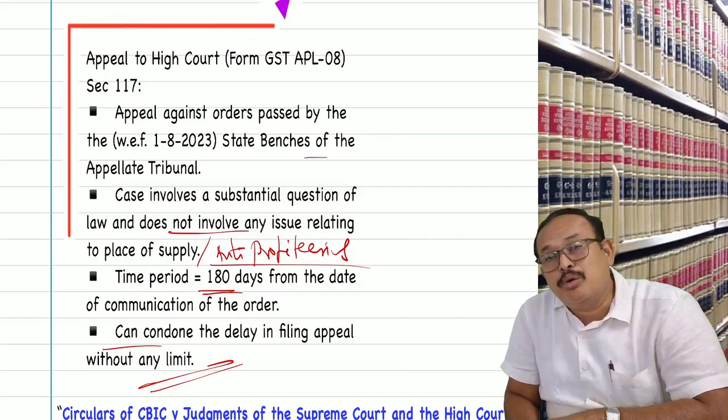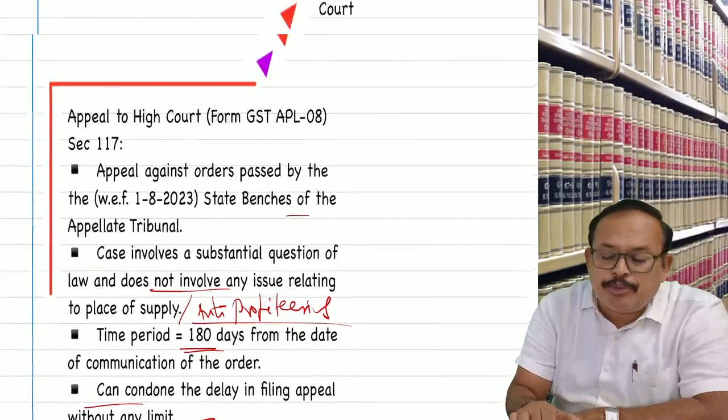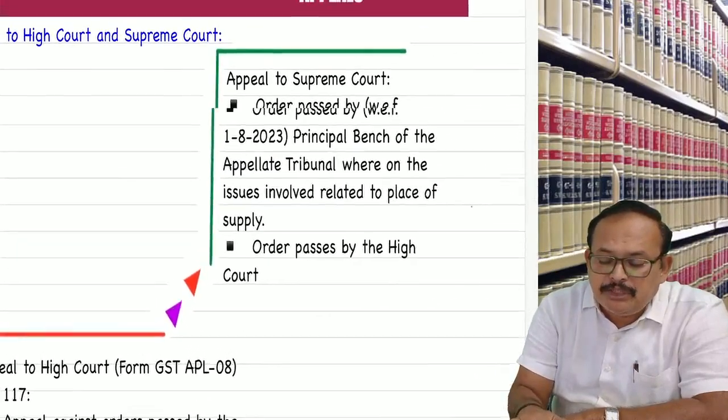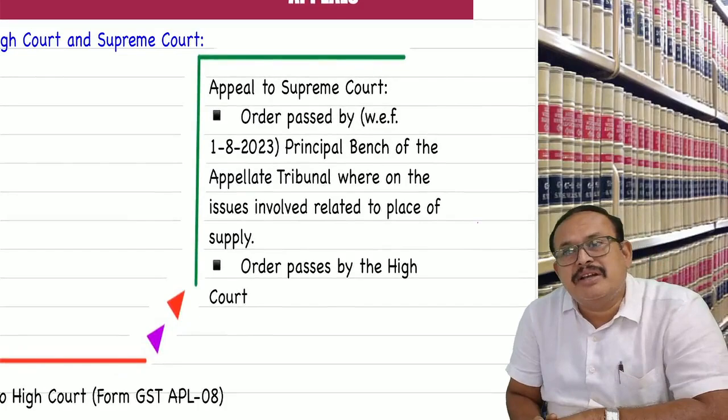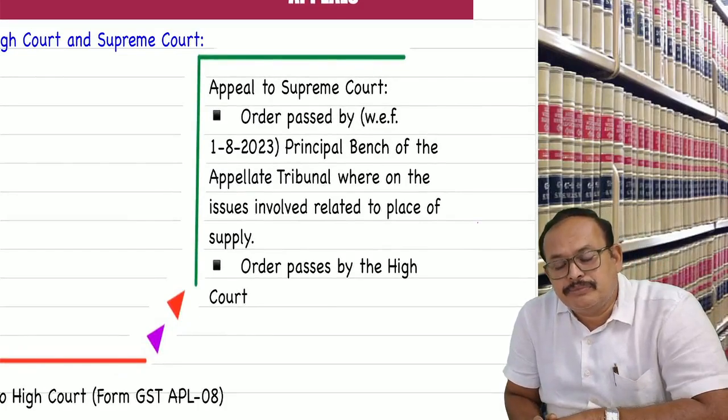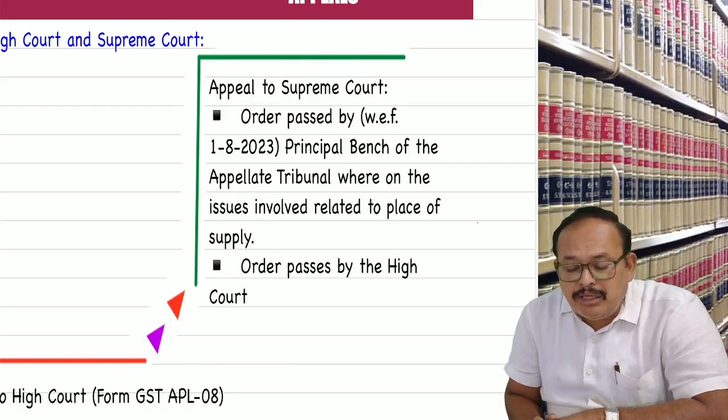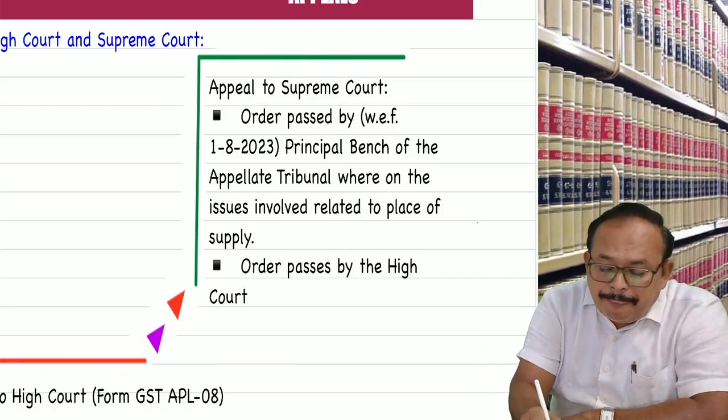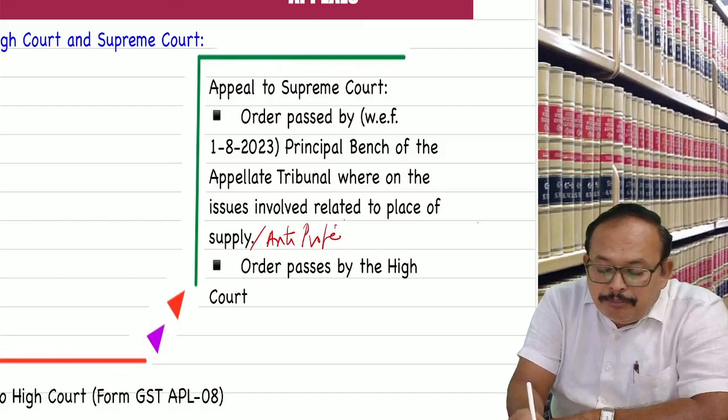For going to Supreme Court, there is no time bound period. There was a 60 days time period I have come across, but Supreme Court is the supremo to consider the case for hearing. Orders passed by the principal bench of the appellate tribunal where the issue involved is place of supply or anti-profiteering. Why am I referring to anti-profiteering?